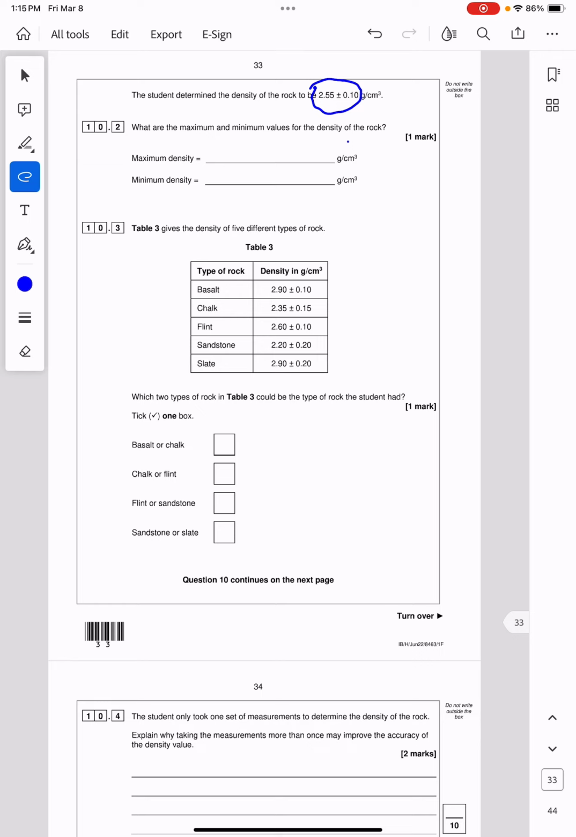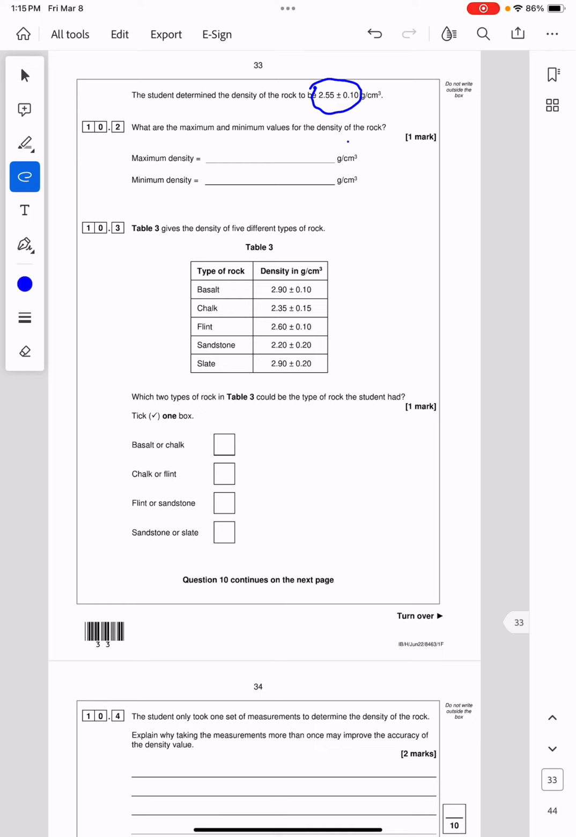What's the plus and minus? This shows you that the student is not 100% sure. Like, he's saying the density of the rock is between those two. He gave you a range. Tamam?